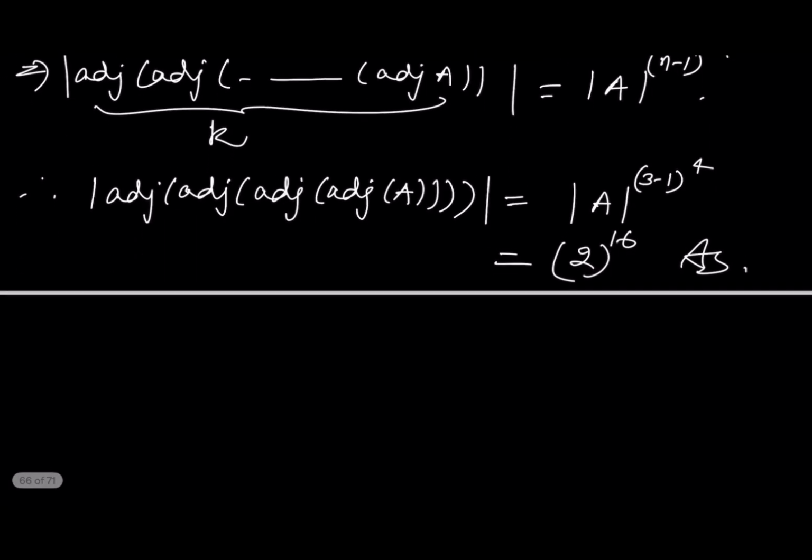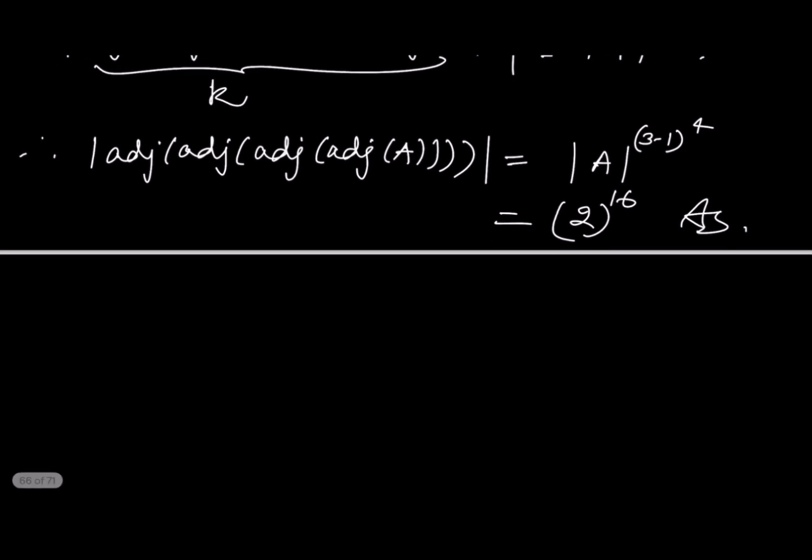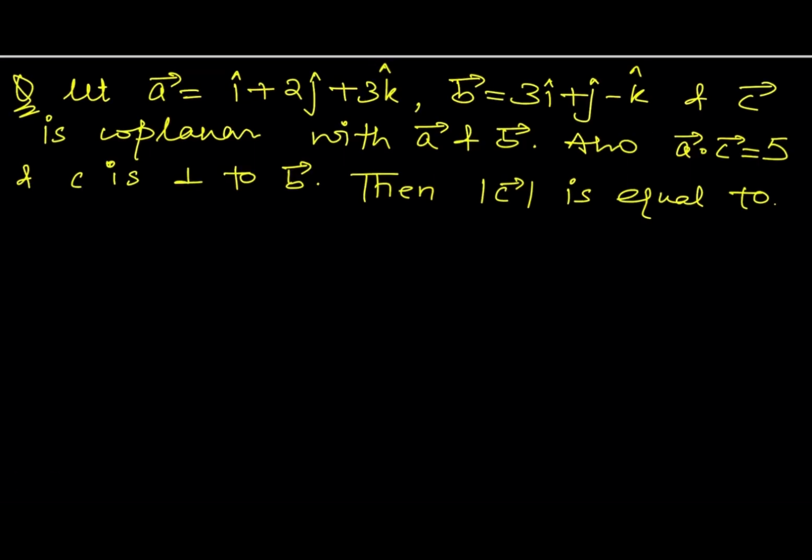Okay students, now let's move to the next question, and the question I'm taking from vectors. And the question is, let A vector is equal to i cap plus 2j cap plus 3k cap. B vector is equal to 3i cap plus j cap minus k cap. And C vector is coplanar with A vector and B vector. Also, A dot C is equal to 5, and C vector is perpendicular to B vector. Then mod of C vector is equal to what?